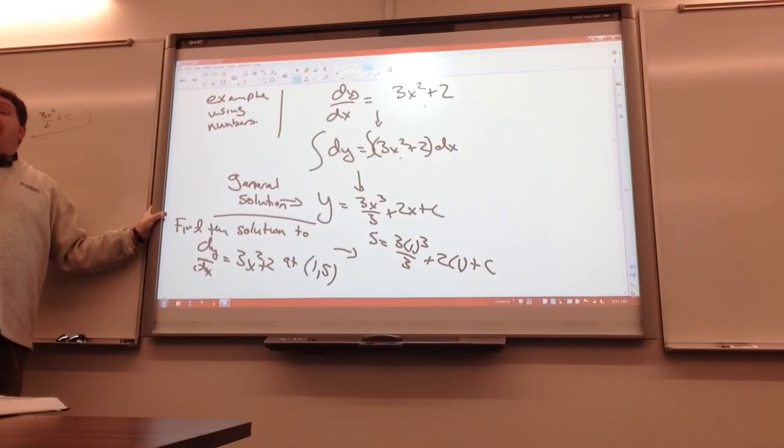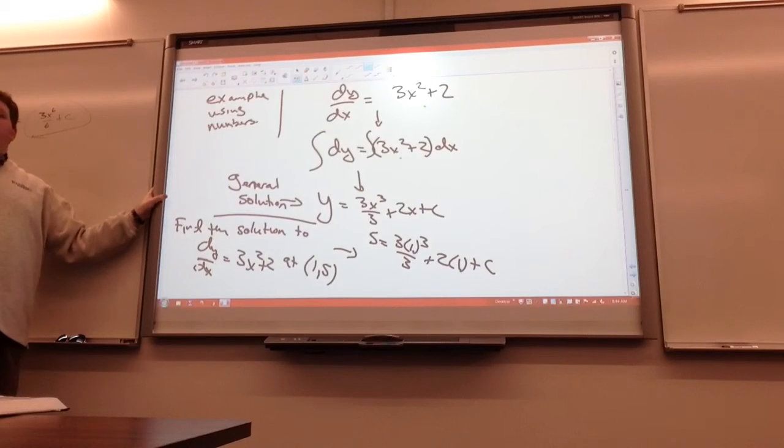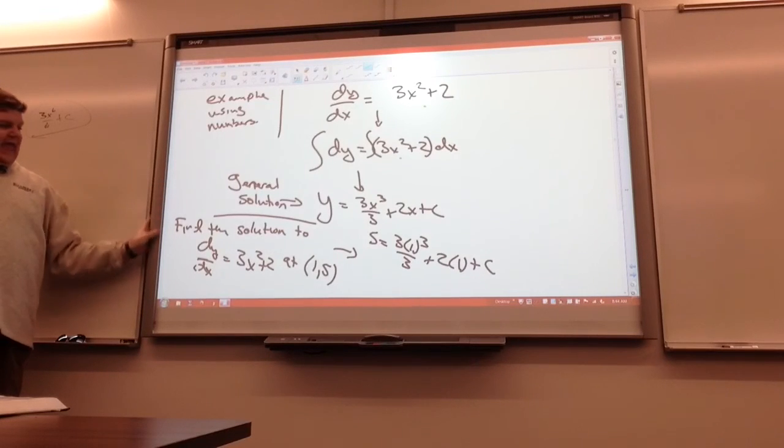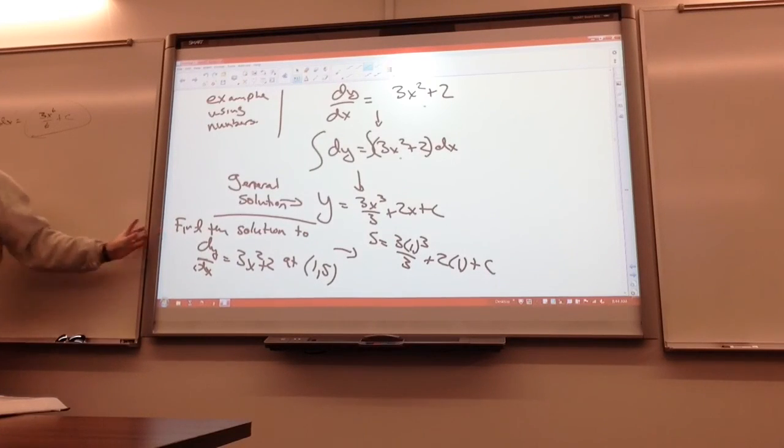Note though, any 2 points could be possible solutions to this thing. I could choose another set of points and get a completely different answer, wouldn't I? I'd have a different C. And so that's why you have the general solutions and the specific solutions as we run through here.